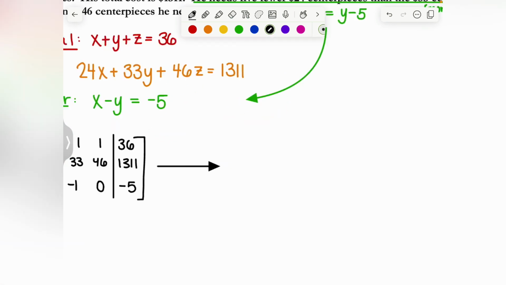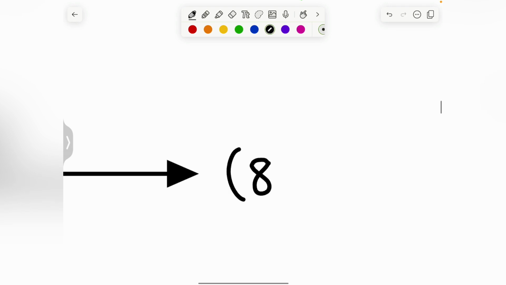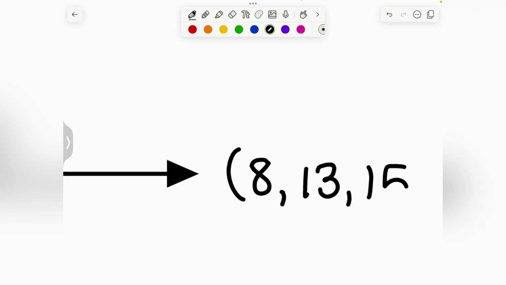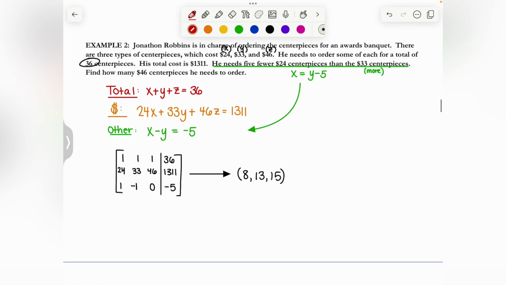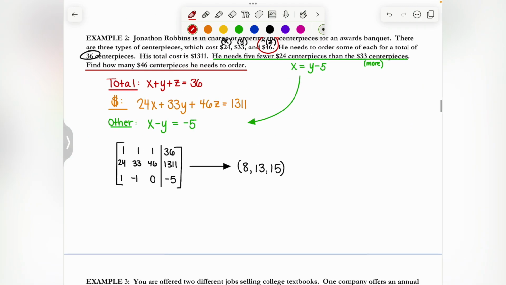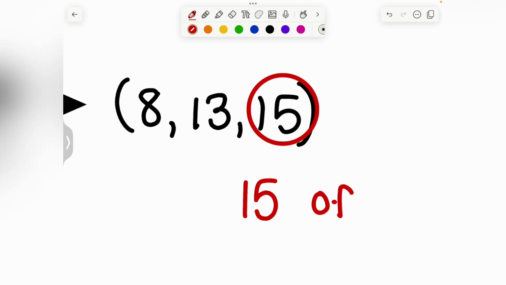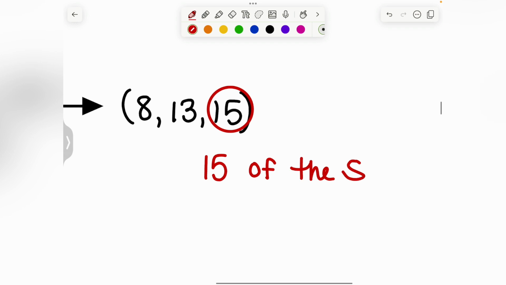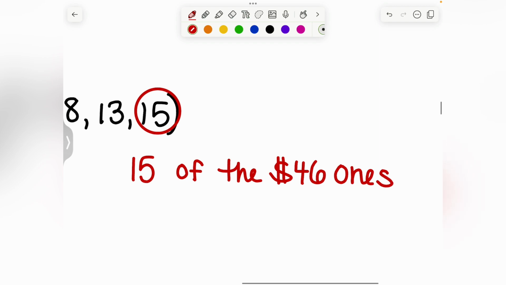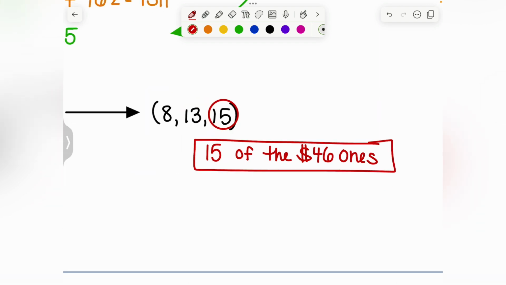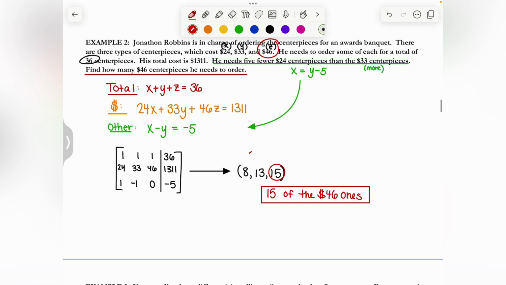So the solution to the system, after you type it into PolySimul 2, was 8, 13, and 15. So we want to be specific. It's asking for how many $46 centerpieces, which we said was the letter Z. So my answer is 15 of the $46 centerpieces. So if it asked for any of the other ones, it's just going to go in order. So the X answer was the $24 centerpieces. There was 8 of those. There was 13 of the $33 ones, and then there was 15 of the $46 ones.